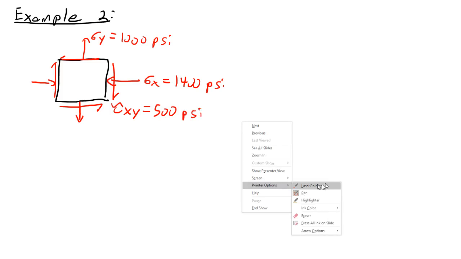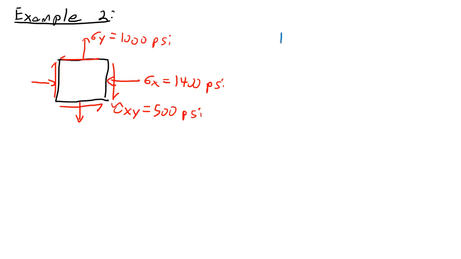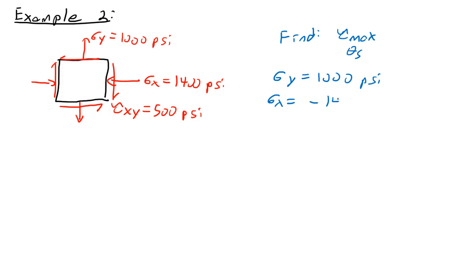So now let's look at shear. We looked at normal stress before. Let's in this one look at shear. So I want to find tau max and theta s. So let's say that sigma y equals 1000 psi and sigma x equals negative 1400 psi. And tau xy equals negative 500 psi.